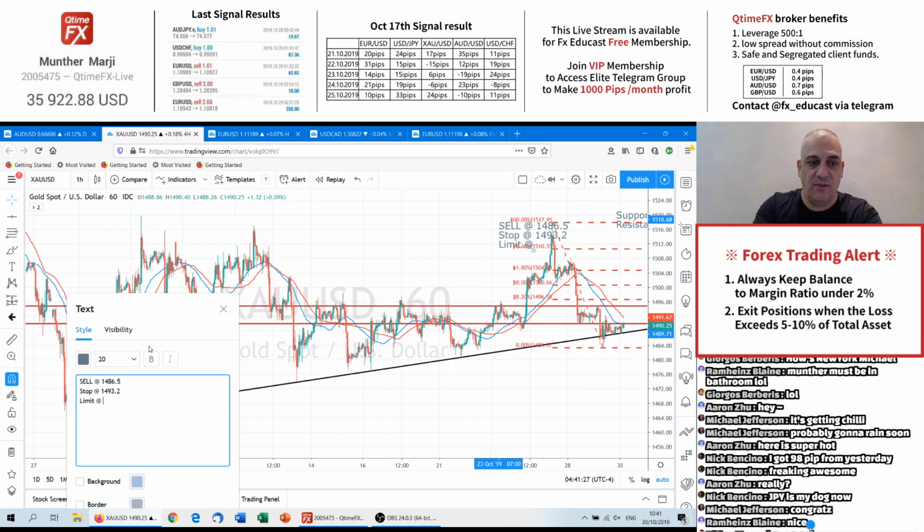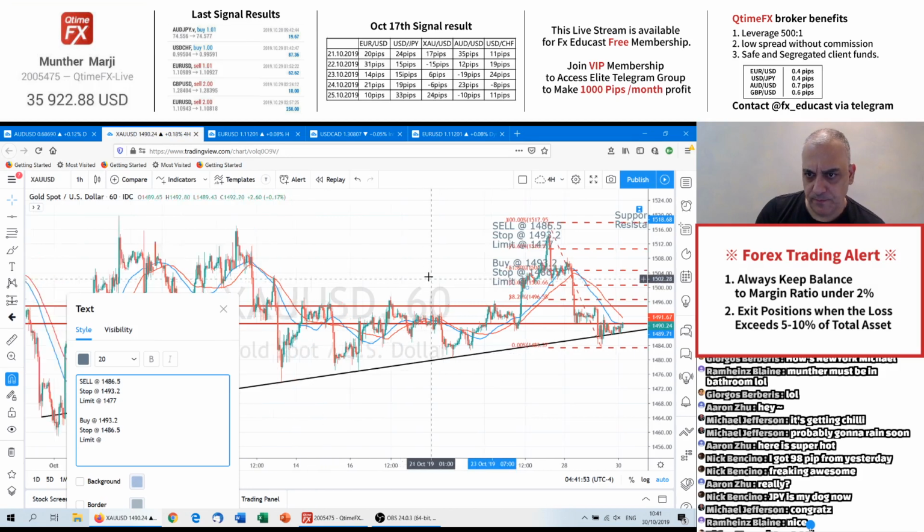What about the long position? The long position, of course, 1493.2, stop at 1486.5, and a limit at one of these retracement levels.